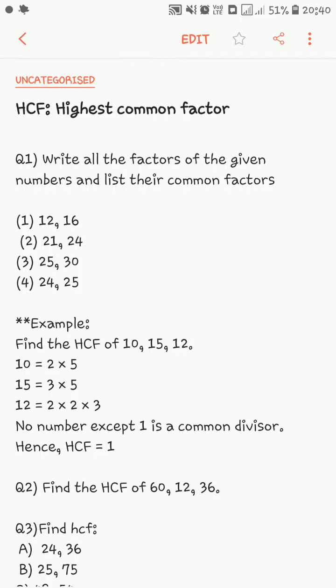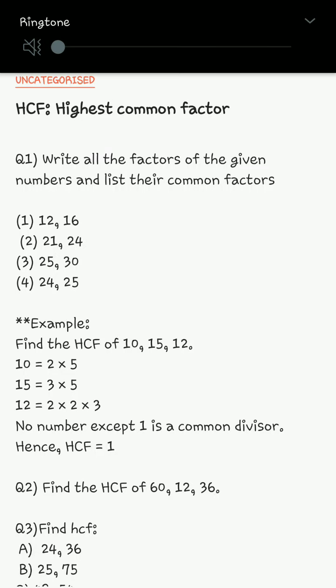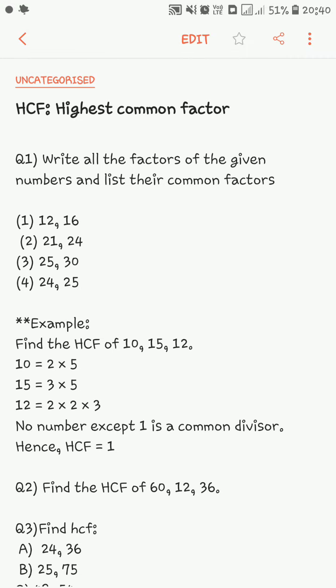So today we are going to learn HCF, that is highest common factor. Let us start with question number 1. Write all the factors of the given numbers and list their common factors. How to do this? The first numbers are 12 and 16.